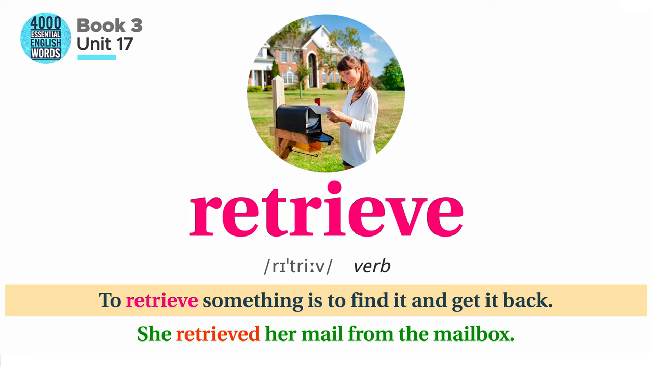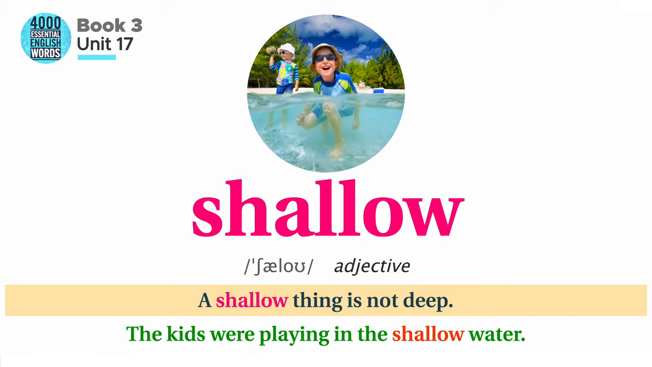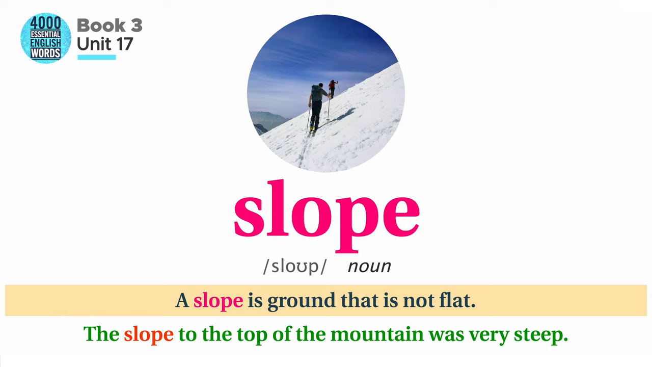Shallow. A shallow thing is not deep. The kids were playing in the shallow water. Slope. A slope is ground that is not flat. The slope to the top of the mountain was very steep.